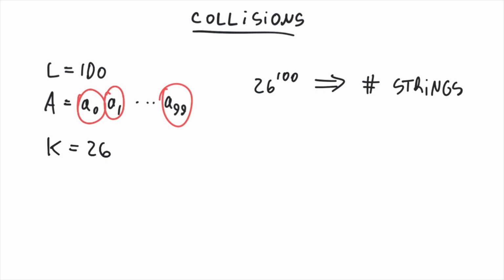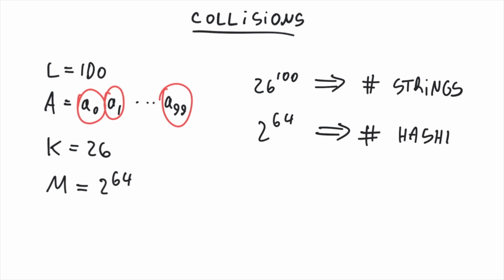The number of hashes is just m. Let's take m equal 2 to the 64. This is very convenient if you want to represent the hashes as unsigned long integers of 64 bits. Then the number of hashes, as I said, is 2 to the 64. If we divide these two numbers, we obtain the number of strings that have the same hash. This gives us 10 to the 122. It looks like we are completely doomed. There's 10 to the 122 strings for each of the hashes if we assume that they are uniformly distributed.